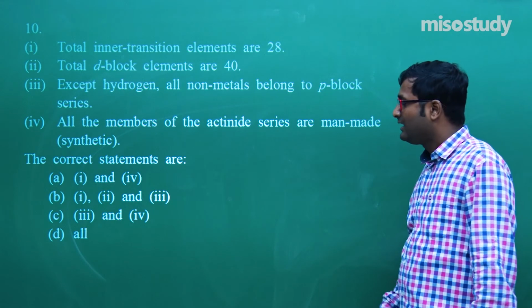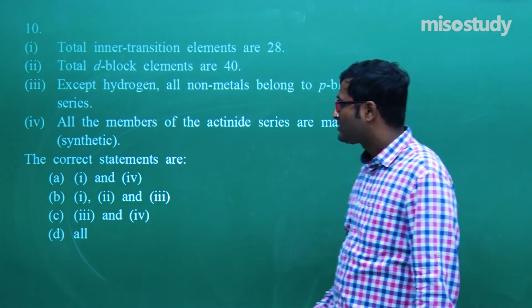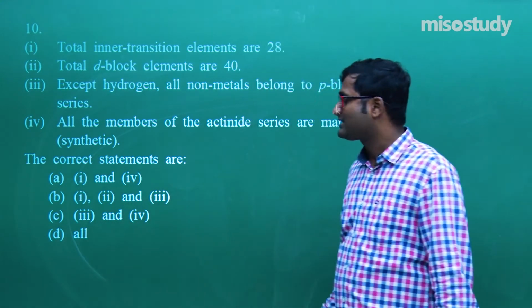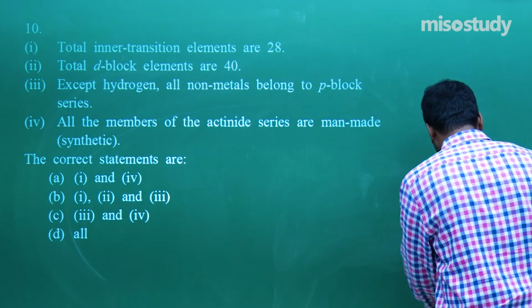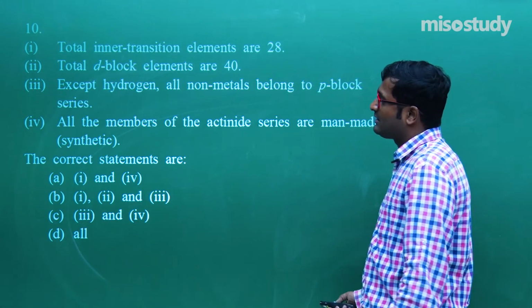For question number 10, what is the option? Tell me. So 1, 2 and 3. This is the correct explanation. B is the correct option. Am I right? Yes, completely.